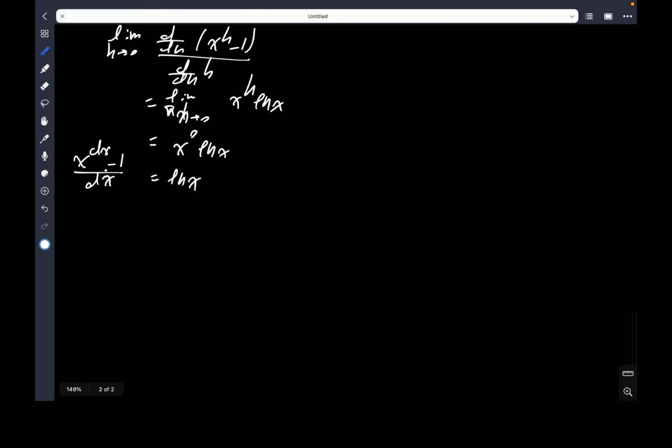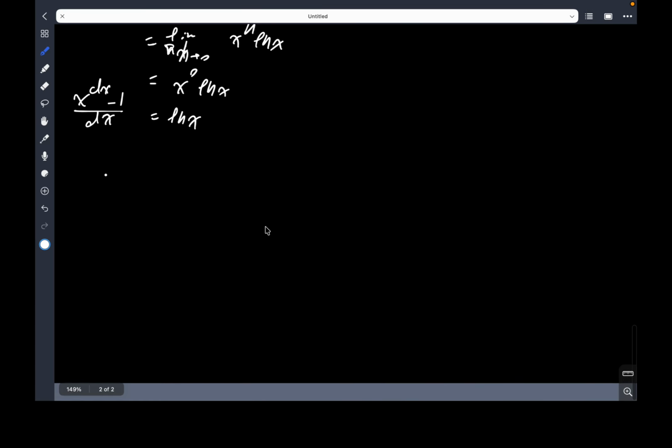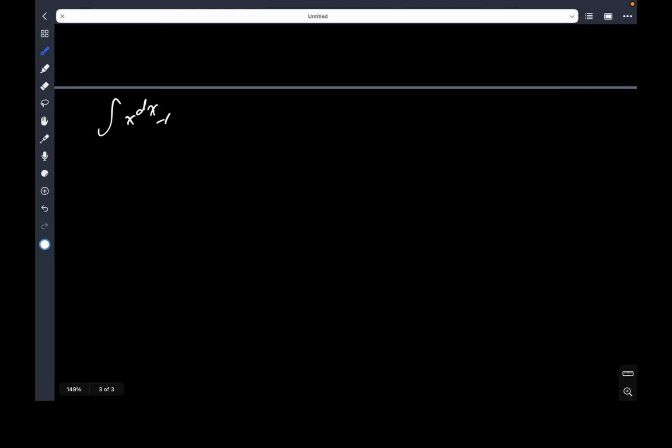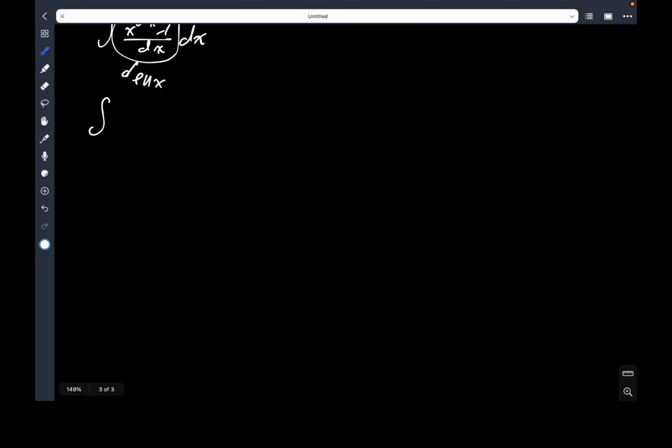And I just have to plug that back in to this integral. If you remember this integral, x to the dx minus 1 over dx, it's going to plug in ln x here. Thus, it's going to be the integral of ln x dx. How do we integrate ln x?